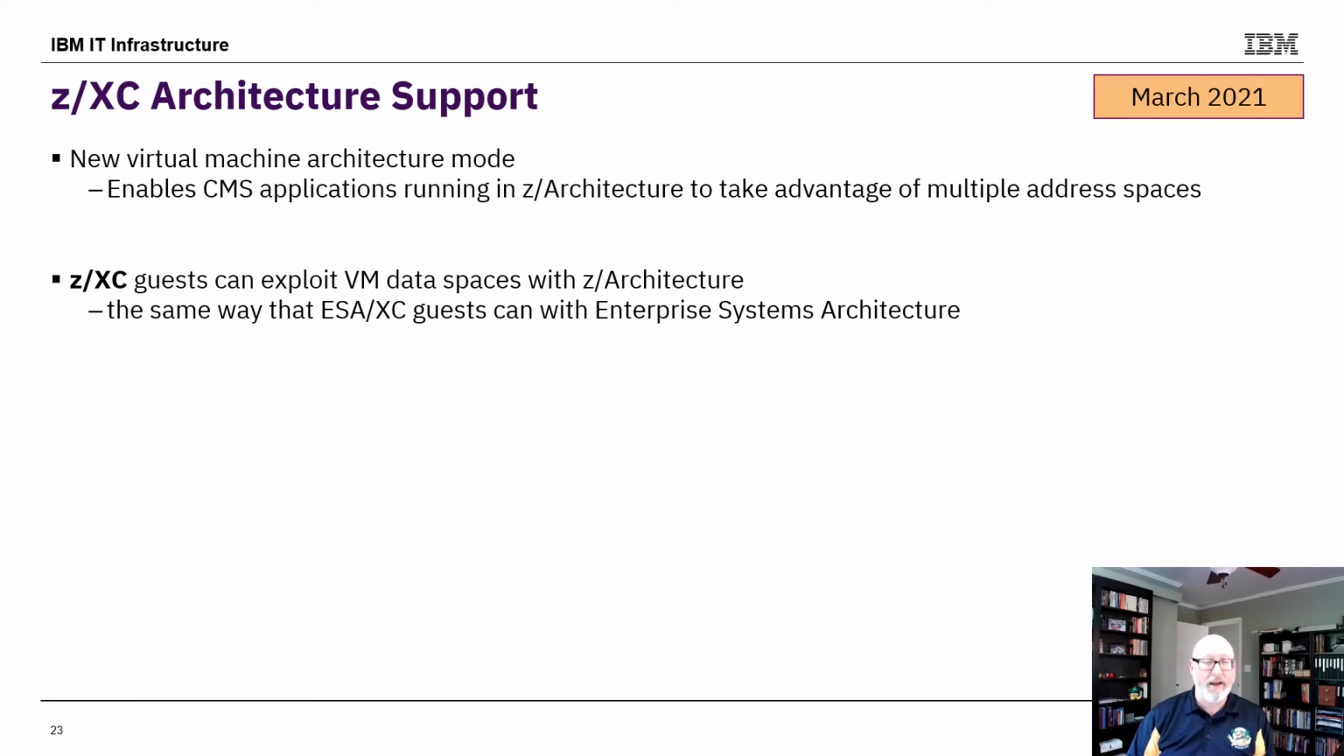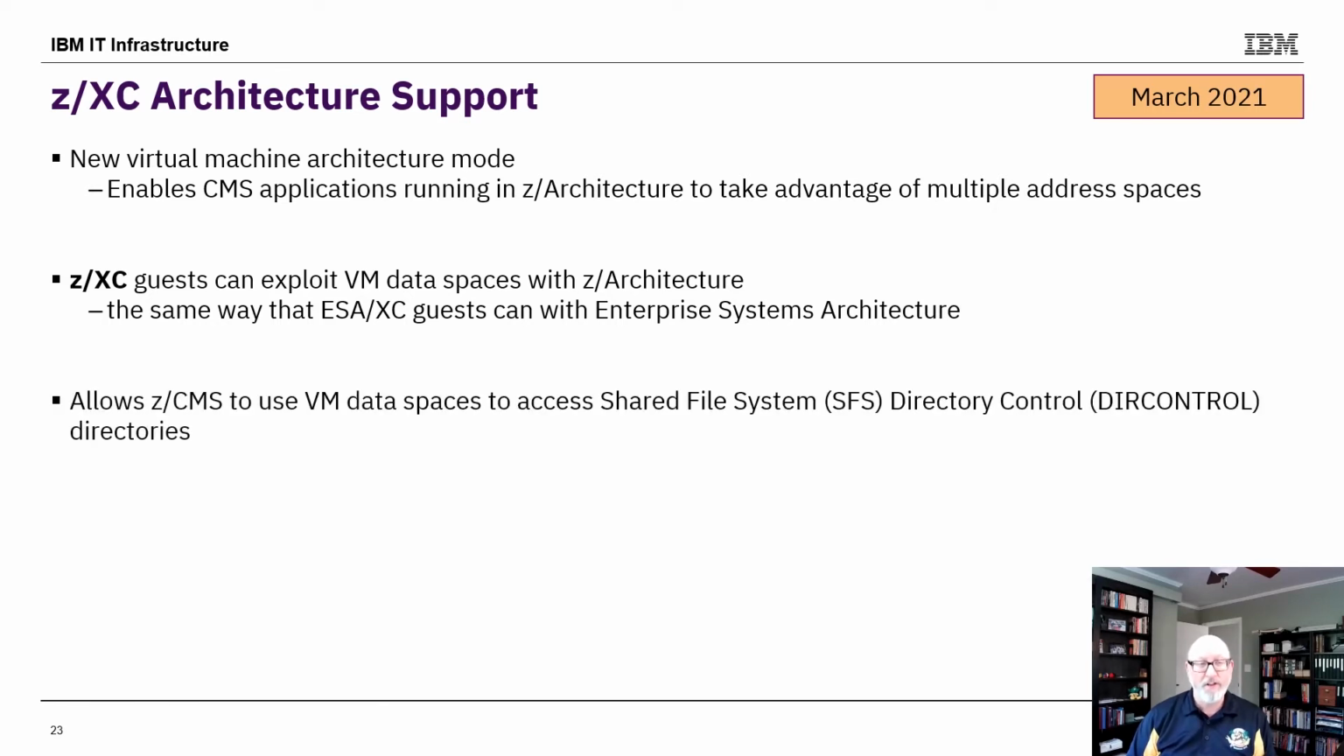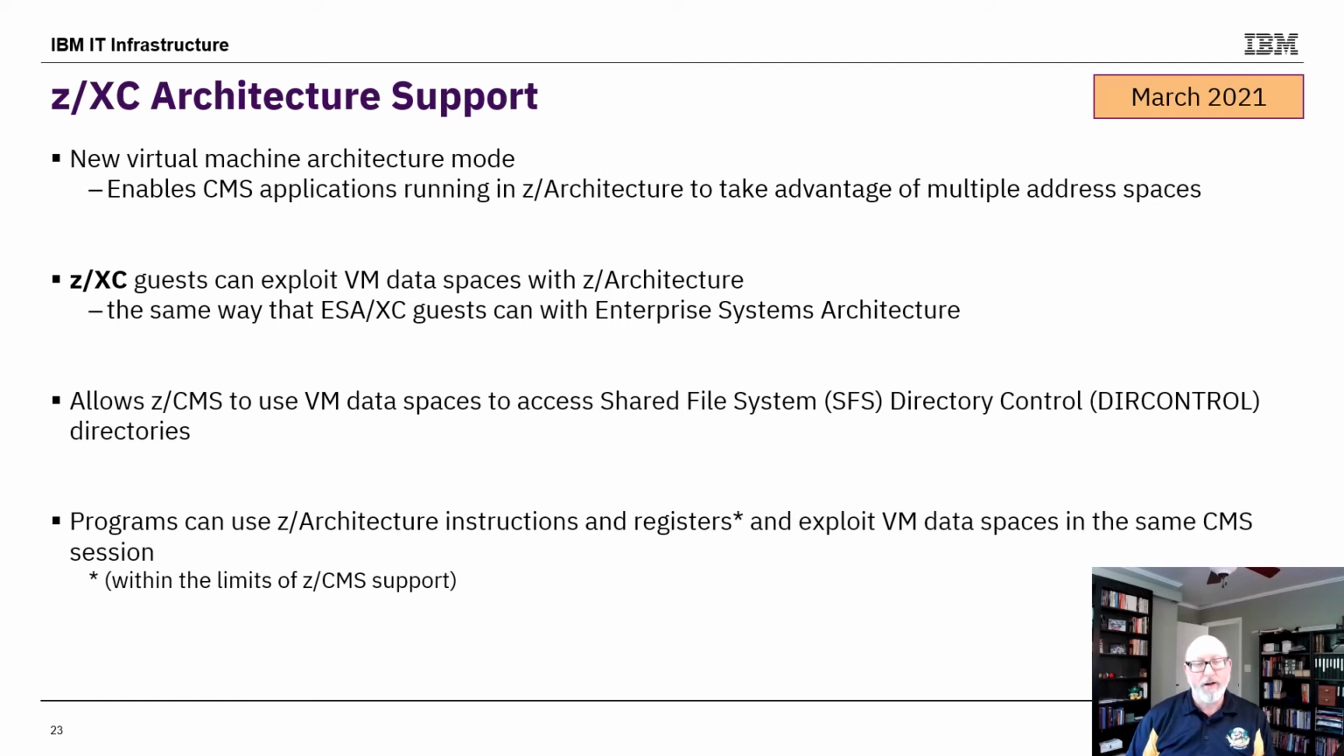So you'll be able to have a ZCMS that runs in XC mode and therefore takes care of data space directories, but it also gives you access to running applications that work with memory above 2 gig. But in many cases, what we really want in ZCMS and Z architecture is just access to additional instruction sets that are present there, right? And so this gives you a lot of benefit from there.